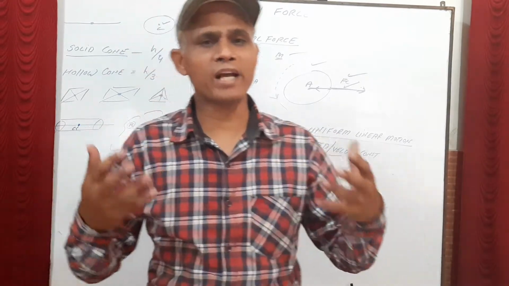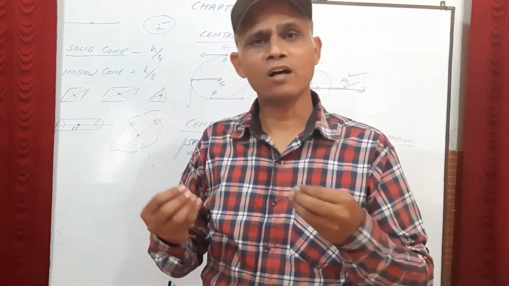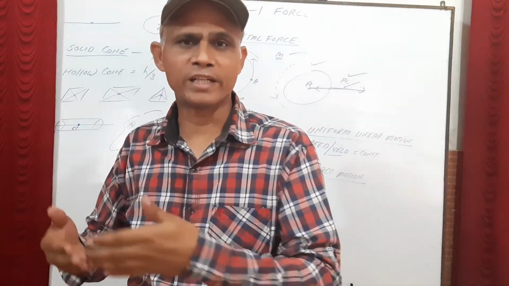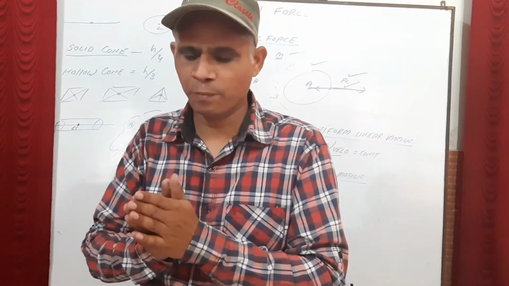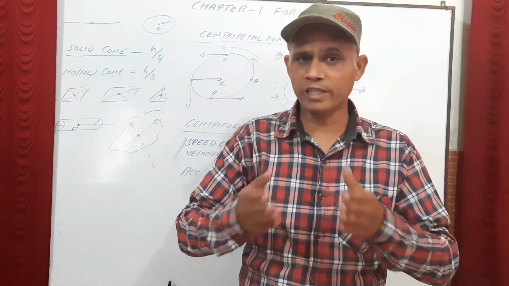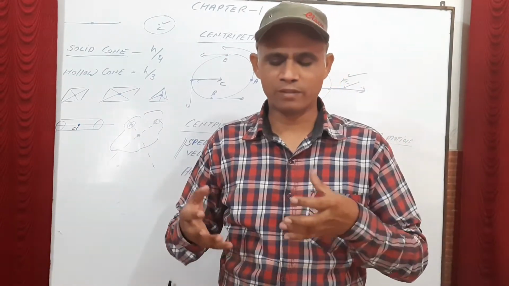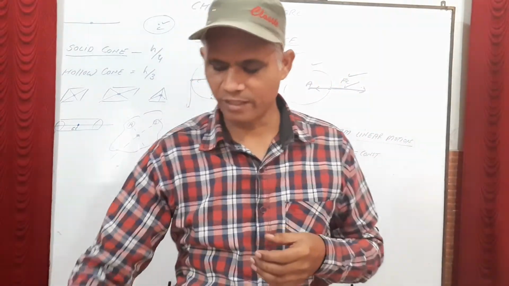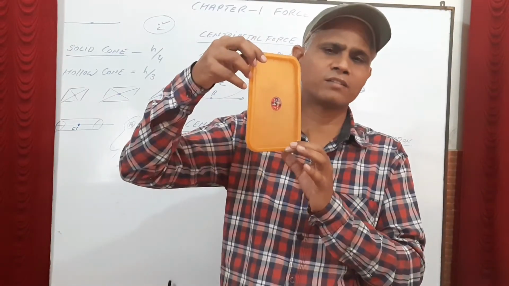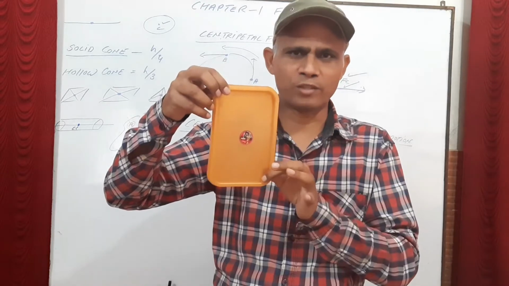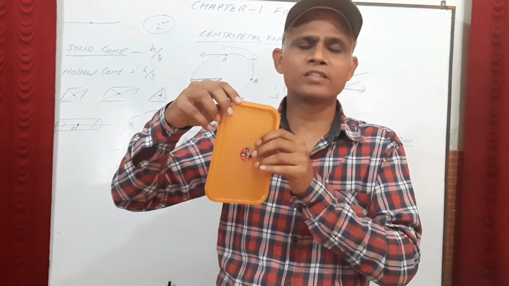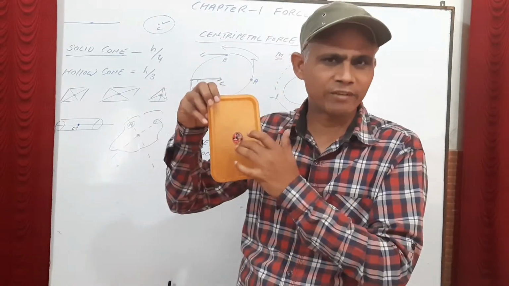But suppose you have an irregular body, then how will you determine the center of gravity? That you can easily determine. I will explain with the help of an example. Suppose I have this body. This is not an irregular body, I have a regular body. But suppose this is an irregular body. Then how will I check where its center of gravity lies?